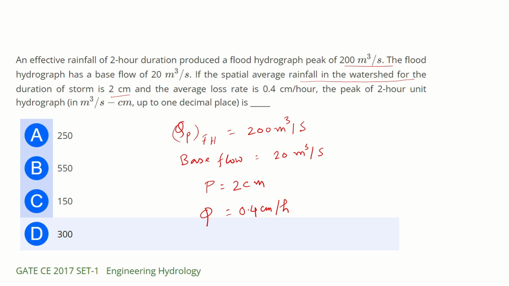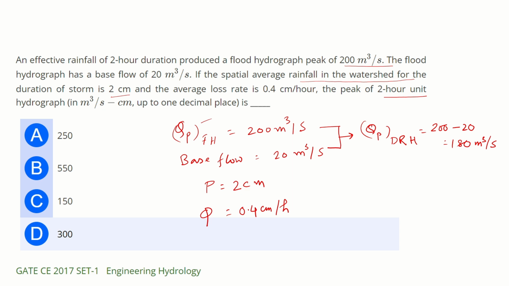And the question is, we have to calculate the peak of the 2 hour unit hydrograph, right? So base flow is given, flood hydrograph peak is given. From these two pieces of information, we can calculate the peak of the DRH, which is nothing but the peak of the flood hydrograph minus base flow. That means 200 minus 20, which is 180 meter cube per second. So this is the peak of the DRH.